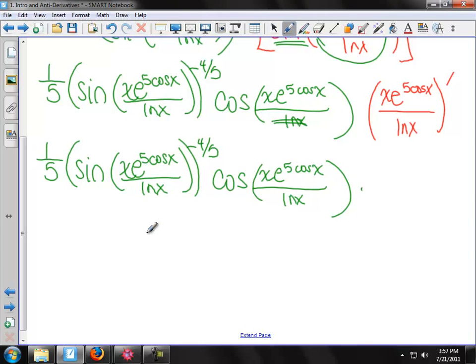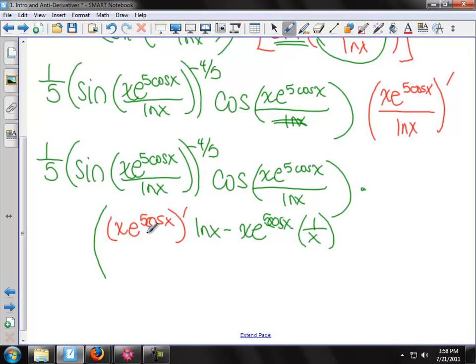So the quotient rule says that we need the derivative of the top. So right now I'm just going to write the derivative of x e to the 5 cosine of x times the bottom, which is ln of x, minus the top times the derivative of the bottom. Now the derivative of ln of x is 1 over x, all divided by the bottom squared. So that's ln of x squared.